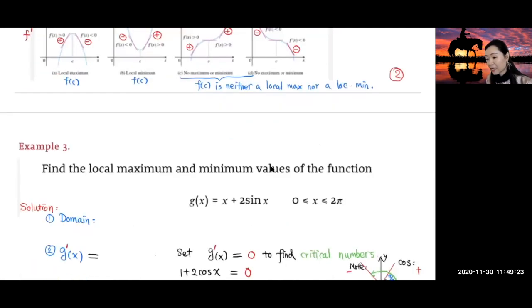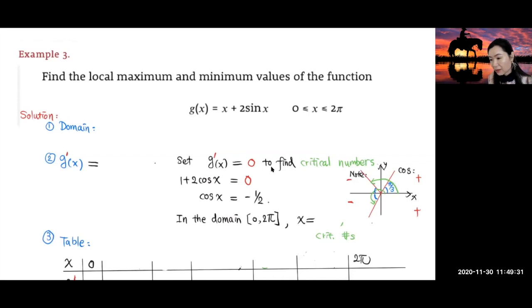Now the next example, example 3. Find the local max and min of the function. Okay, so how do we do that? They give you this function. They also give you this interval. So this interval will be the domain now for this function, because this is given. So the domain over here will be from 0 to 2 pi. Because of the equal sign over here, that's a closed interval. Bracket here and bracket here.